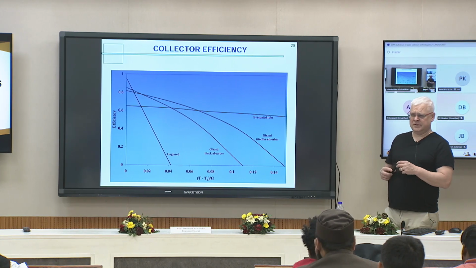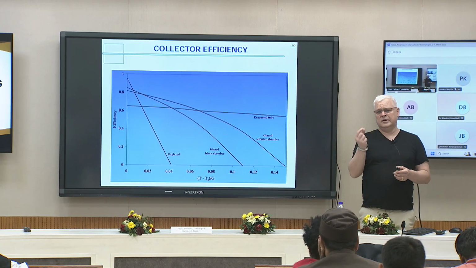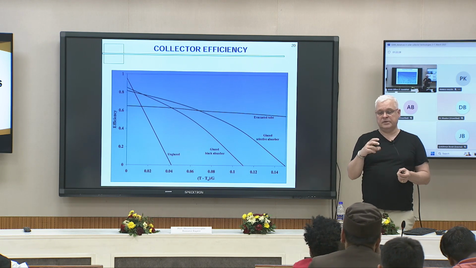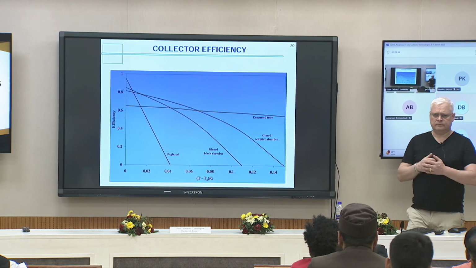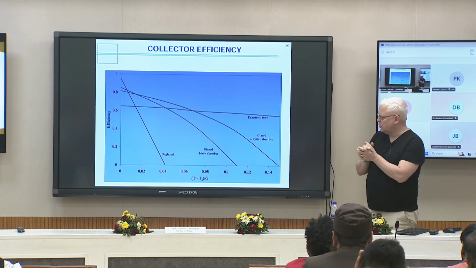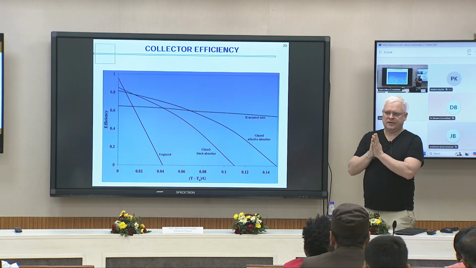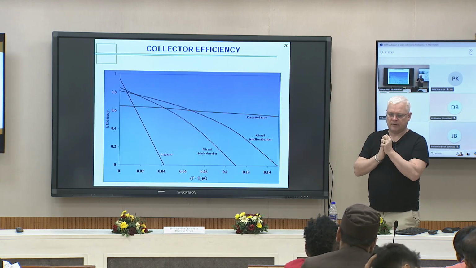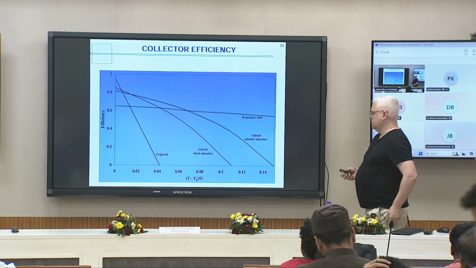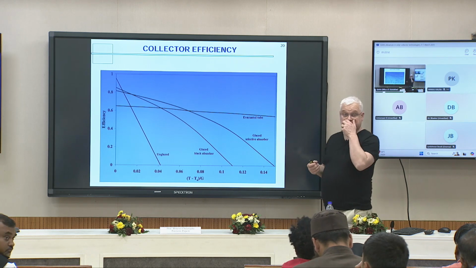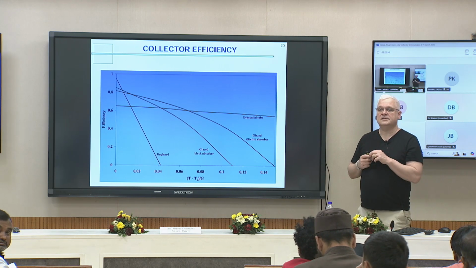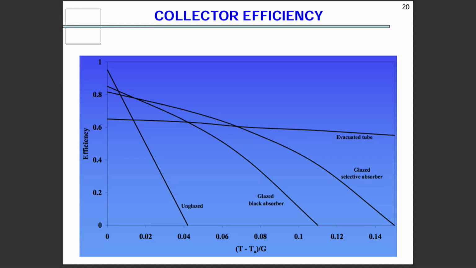Evacuated tube, you have more optical loss because, have you seen, you have a double glass, because we need to generate vacuum. So the loss due to the glass is a bit higher than for the others. But it allows to maintain a good efficiency with increase of temperature. Okay? Yes? Globally, yes, there is less thermal loss.